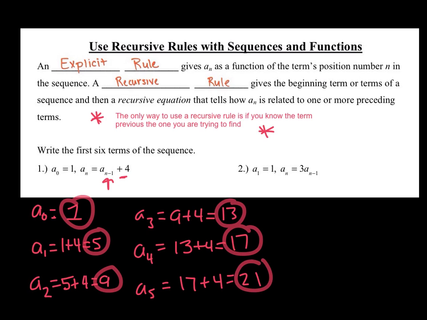So in order to use a recursive rule, you have to use the term before it. You're not just plugging in a value into a rule based off of its term number. You're plugging in a value based off the term before it. So go ahead and try number 2. It gives you a sub 1, and it wants you to find the first 6. So it wants you to find a sub 1, 2, 3, 4, 5, and 6. Start with the first, and then you plug them in to continue your sequence.